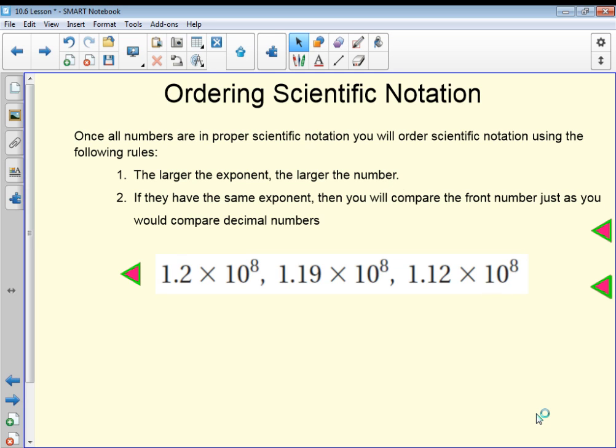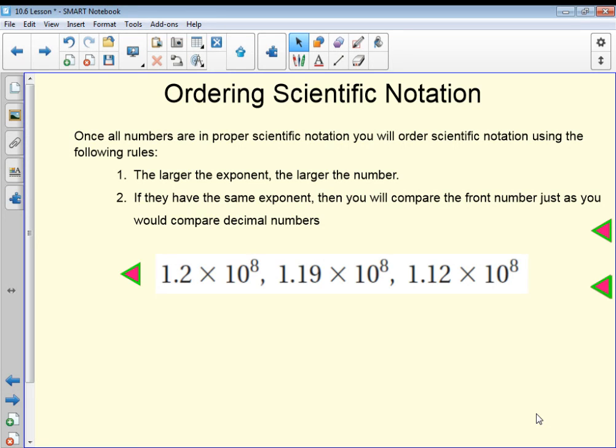Okay, in this part of the lesson, we're going to be working with ordering scientific notation. So the key thing is first of all, your numbers have to be in proper scientific notation. That's where we have one number to the left or in front of the decimal, and the number is multiplied by a power of 10. Okay, so once they're in proper scientific notation, the first thing that I recommend is looking at your exponent numbers. So if your exponent numbers are not the same, the larger the exponent, the more it is worth, because it's going to have more place value, okay?